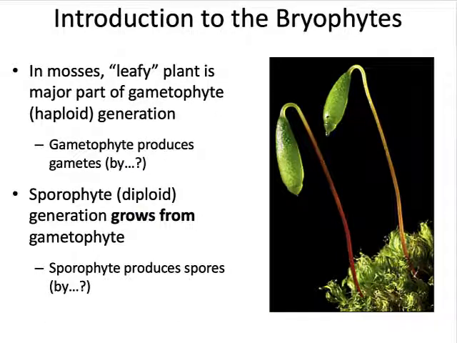Now, in mosses, the part that makes up the green part of the plant is a major part of the gametophyte generation. And the gametophyte is going to play a role in producing gametes by mitosis. On the other hand, the sporophyte grows out of the gametophyte, and it is wholly dependent on that gametophyte for the entire life of the plant. And remember, the sporophyte produces spores by meiosis.